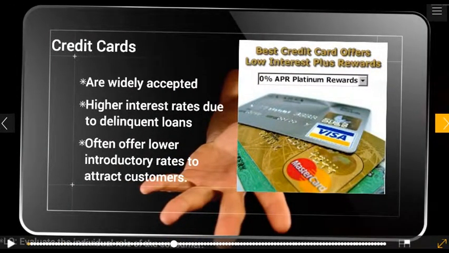Credit cards are widely accepted, have higher interest rates due to delinquent loans, and often offer lower introductory rates to attract consumers. As you can see here, 0% APR Platinum Rewards.